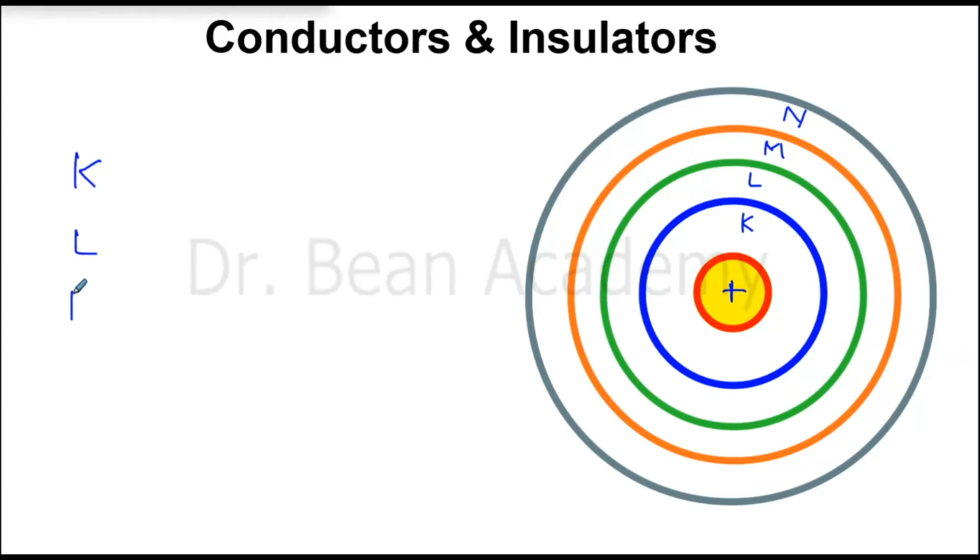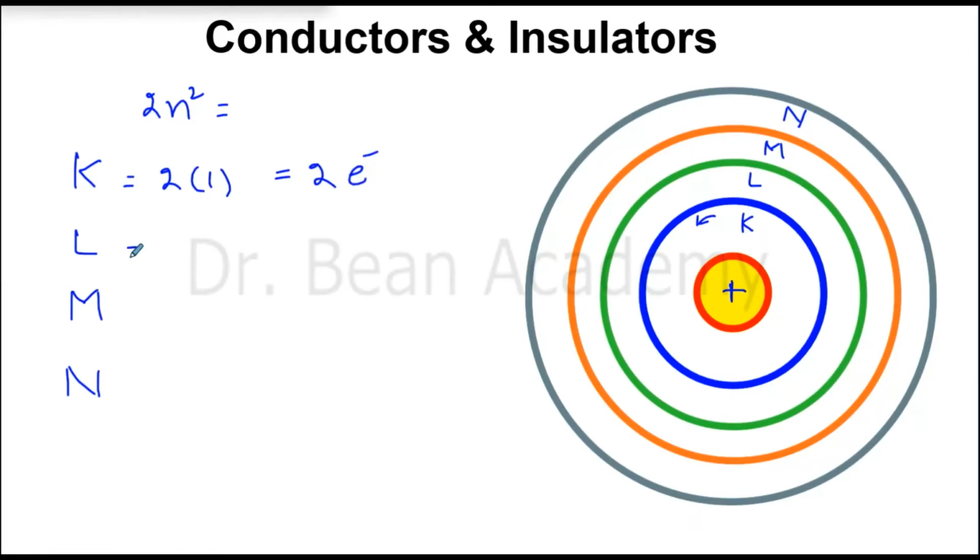And there is a rule that the K, L, M, and N shells are filled up by electrons for maximum stability, and that rule is 2n squared. n is the orbit number: first, second, third, or fourth. K is the first, so 2 times 1 squared is equal to 2. It means in the first orbit, or this blue shell, there could be only two electrons and you cannot add more than two electrons.